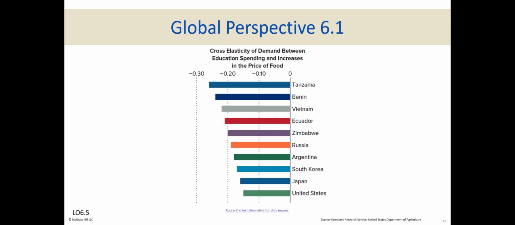So this chart demonstrates the cross-price elasticity of demand between education spending and increases in the price of food among selected nations. If you carefully review the chart, you will find out that the amount by which education spending falls when food prices go up is higher in lower income countries than in high income countries.